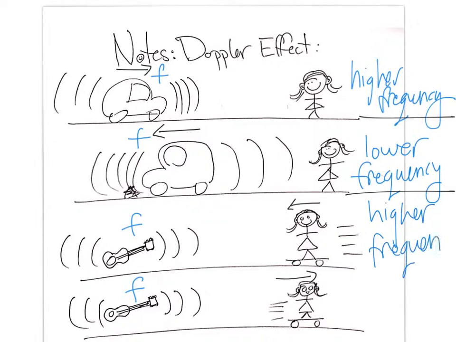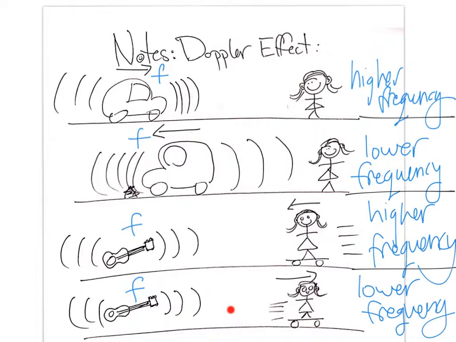And in the bottom situation, your multiple choice or matching skills would probably tell you that this is lower frequency, and that's correct. Lower frequency. So again, the sound waves are moving towards you, but if you're moving away from them, less of them are going to reach you per time, so you would hear a lower frequency.